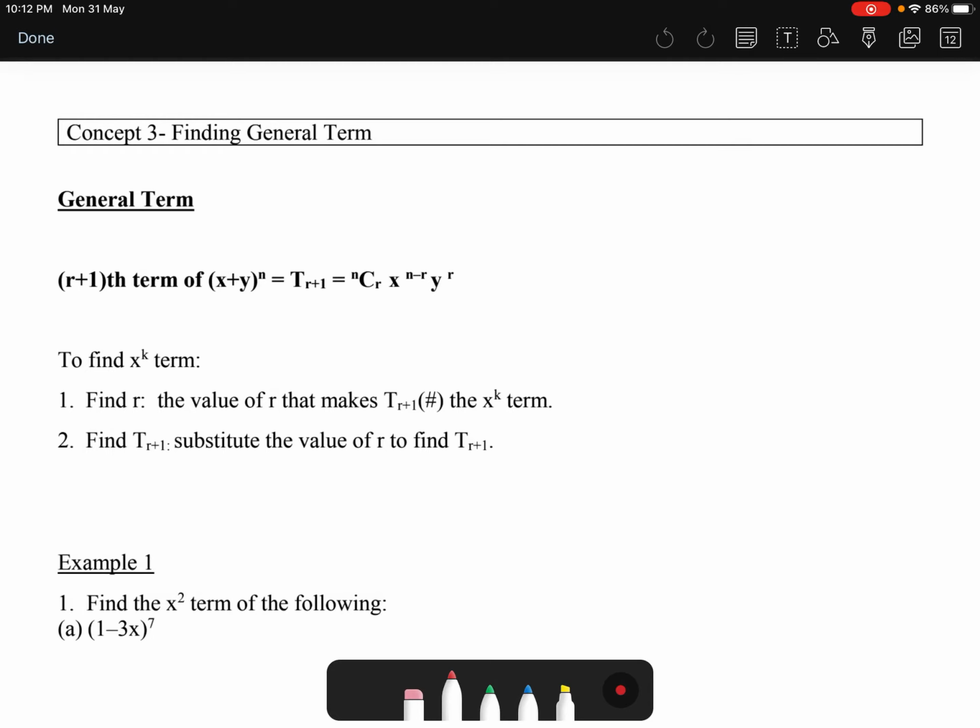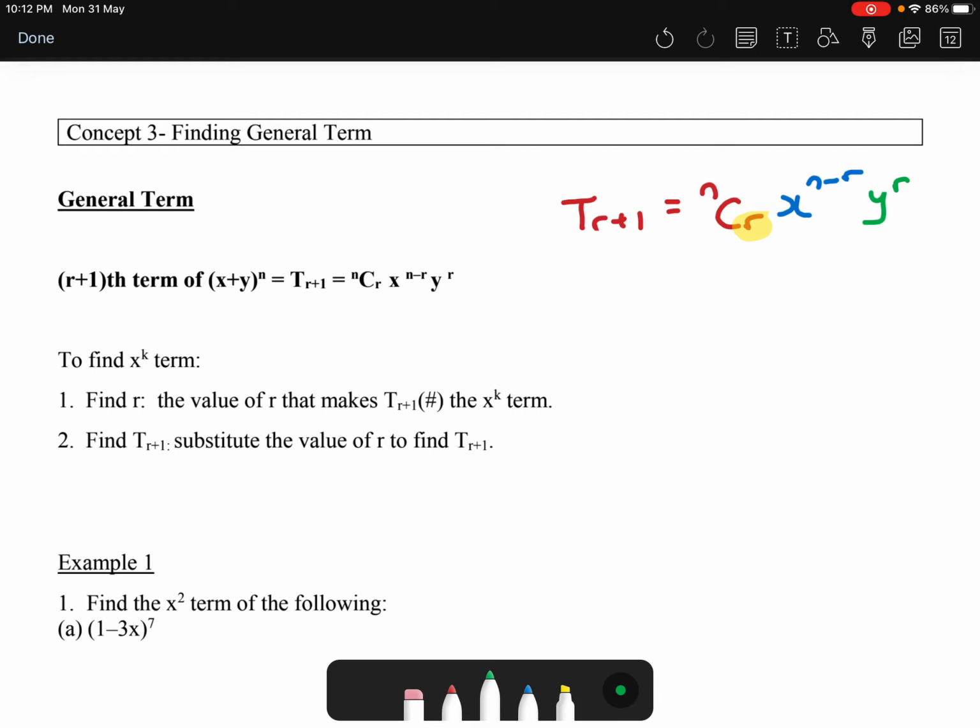Alright, so concept 3 is about finding the general term inside a binomial expansion. The general term has a formula. Let's say I want to find T_(r+1). How do I find it? Very simple. You simply use n choose r, then x to the power of n minus r, then y. The y always follows this r, so we simply put an r right here.